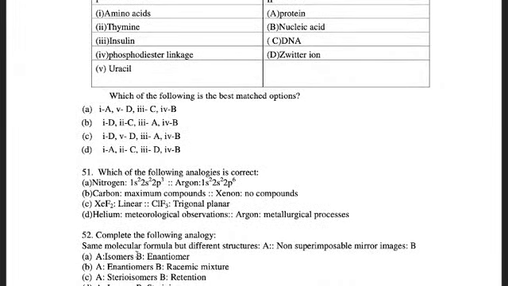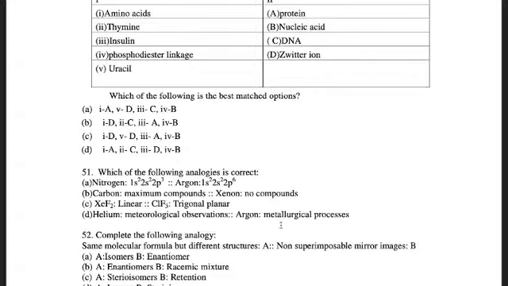Question number 51. Which of the following analogies is correct? A. Nitrogen 1s2 2s2 2p3. Argon 1s2 2s2 2p6. B. Carbon maximum compounds, hexane no compounds. C. XeF2 linear. ClF3 trigonal planar. D. Helium meteorological observation. Argon metallurgical processes.